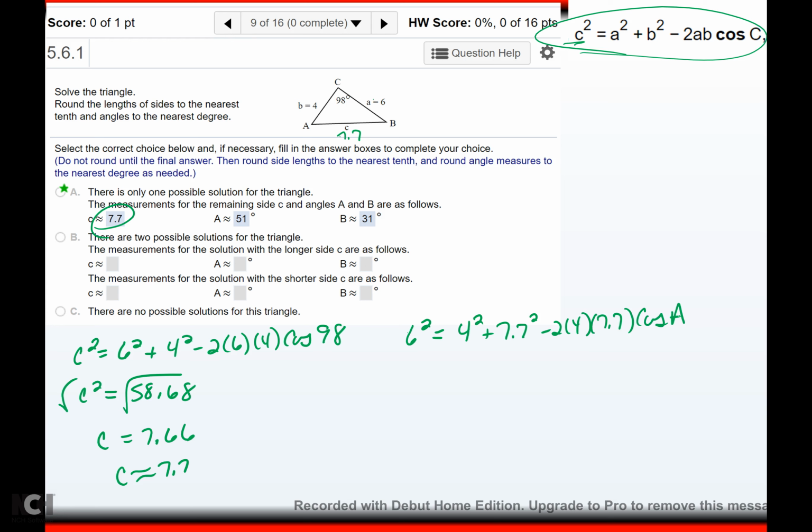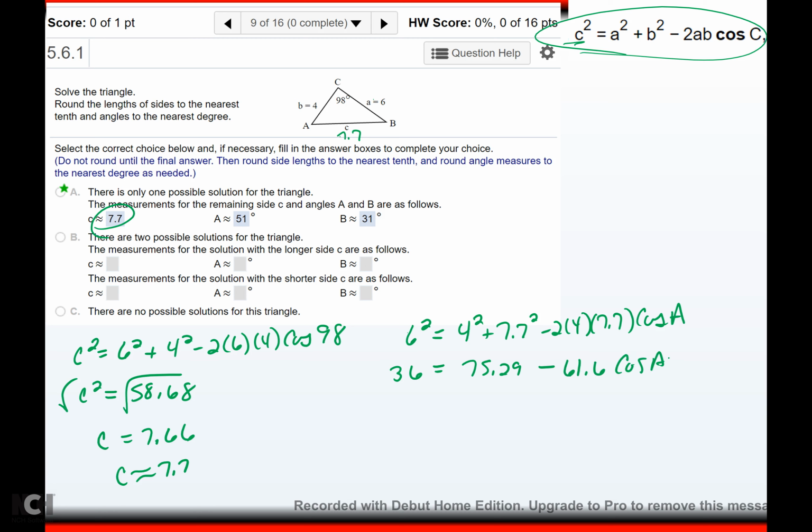To figure out this one, that's going to be 36 equals 4 squared plus 7.7 squared, which is 75.29, minus 2 times 4 times 7.7, which is 61.6, cosine A. So I'm trying to get A alone. Subtract 75.29, and I get negative 39.29 equals negative 61.6 cosine A. Divide by negative 61.6.